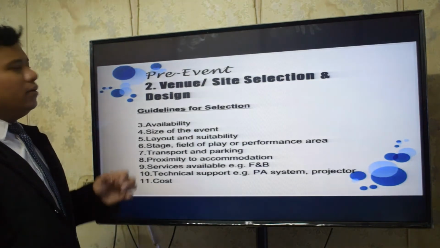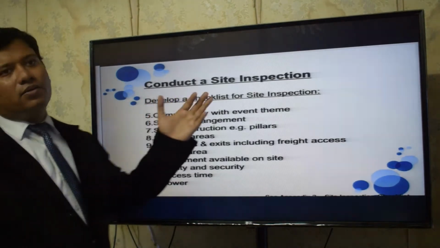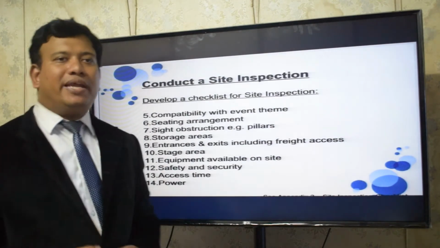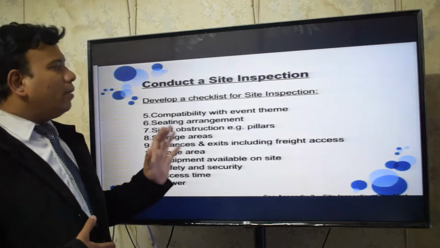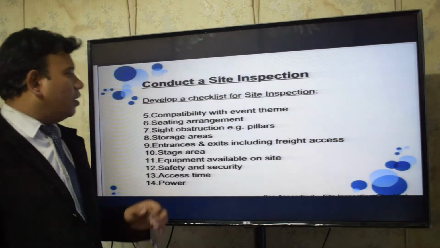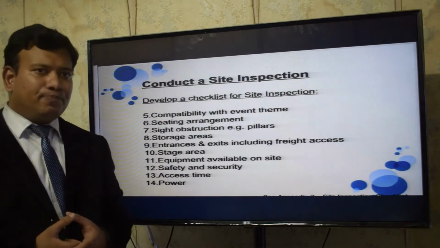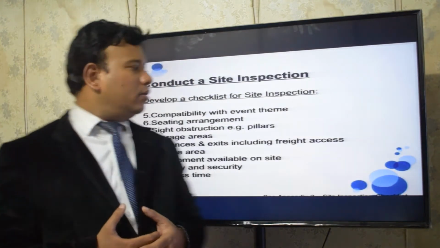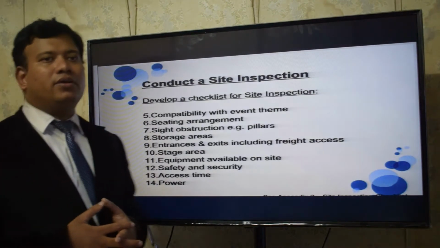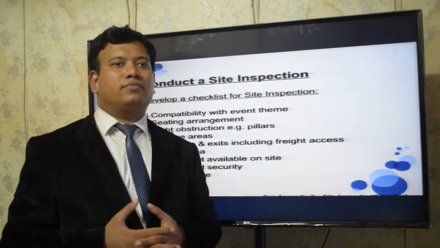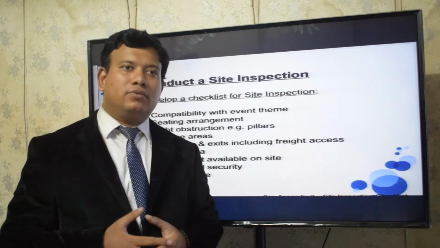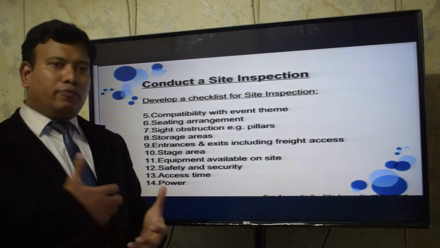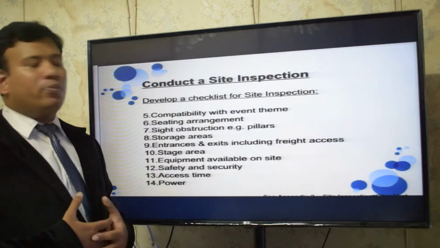And coming to the next slide, we have to conduct a site inspection. Conducting a site inspection of a venue where the event is going to take place is most important. So, developing a checklist for the site inspection, like compatibility with the event theme. Suppose we are going to have a forest theme or a Chinese theme, and seating arrangements. For example, we have theatre style seating, or a round table, or U-shaped, or T-shaped, and a storage area where you're going to keep the food, the beverages, and other equipment.